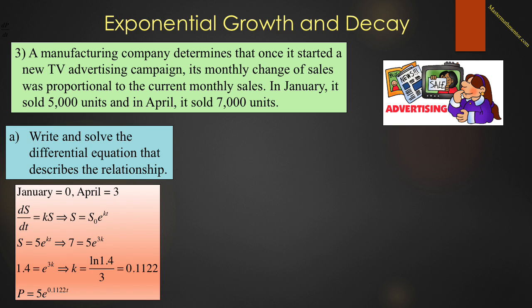Part A reads, write and solve the differential equation that describes the relationship. We have the magic words, monthly change of sales was proportional to the current monthly sales.